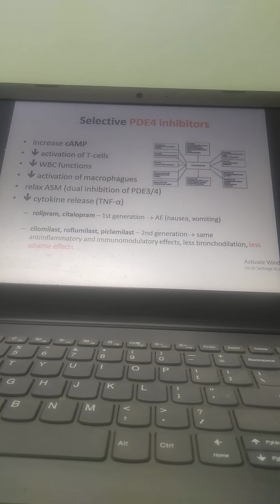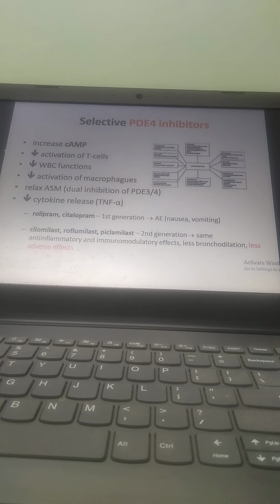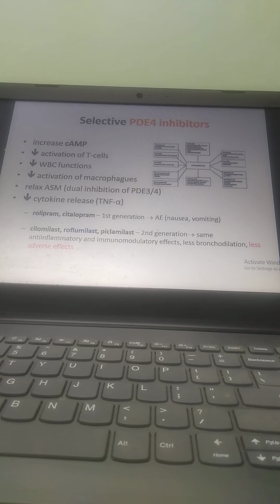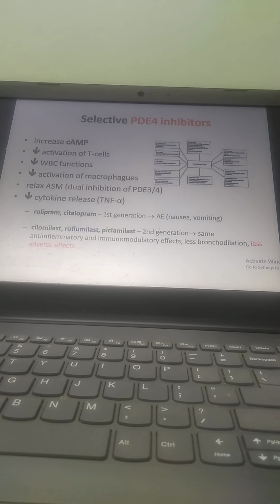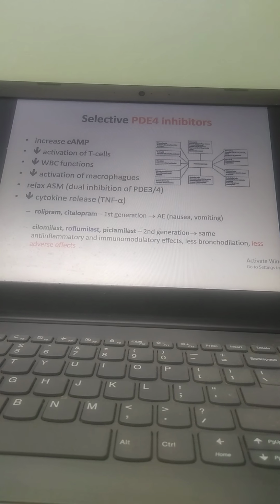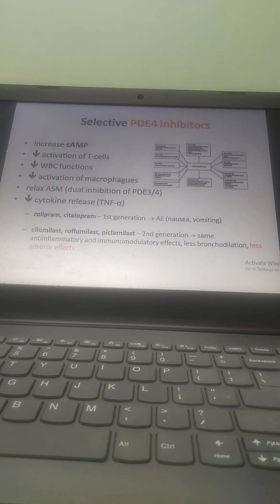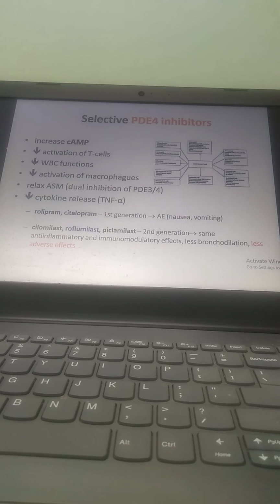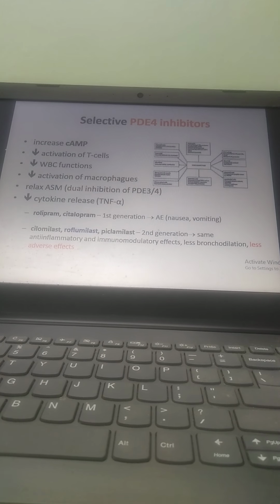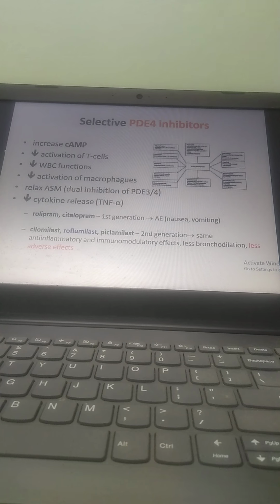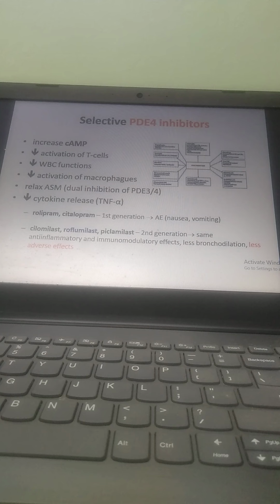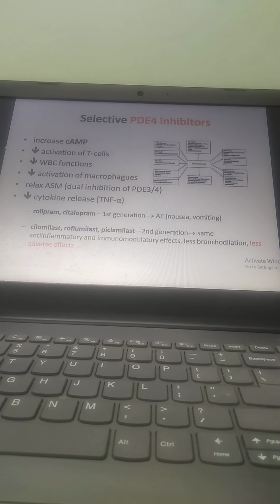Then we have selective PDE4 inhibitors. What is the mechanism behind it? Increased cAMP, activation of T cells, WBC functions, and activation of macrophages, relaxation of airway smooth muscle, dual inhibition of PDE3 and PDE4. There are two types of substances. Then cytokine release, then TNF alpha. So rolipram and zardaverine, first generation, can cause nausea and vomiting. So we have to see adverse effects and drug-drug interaction, where we have to maintain the dose.